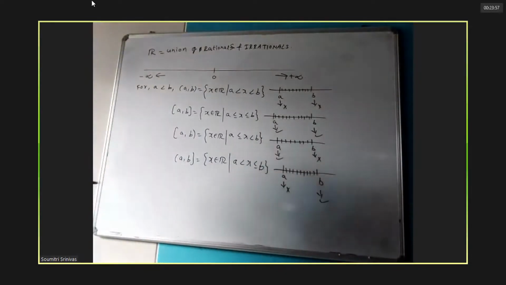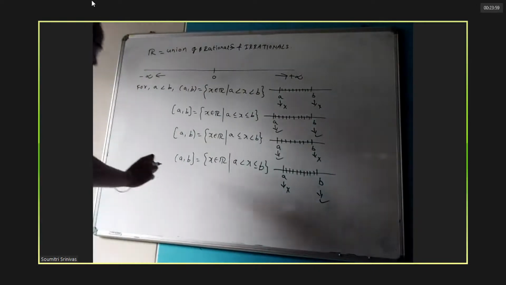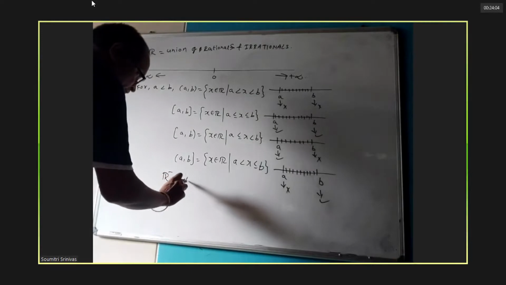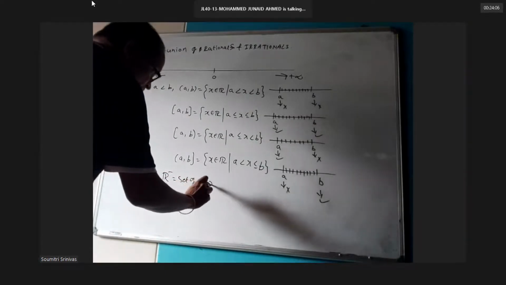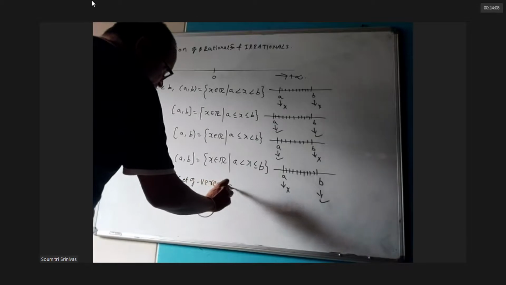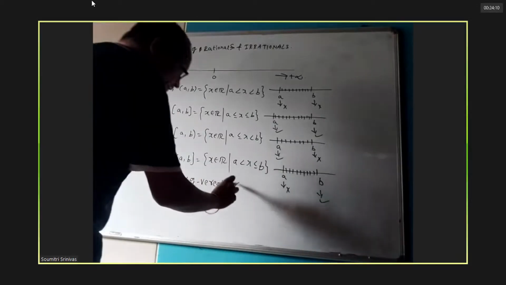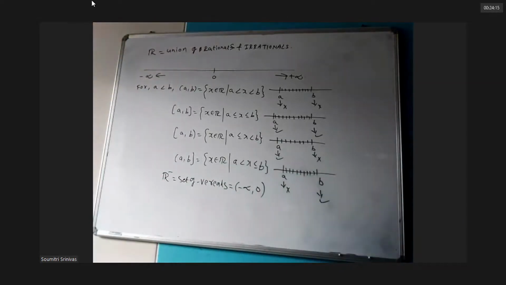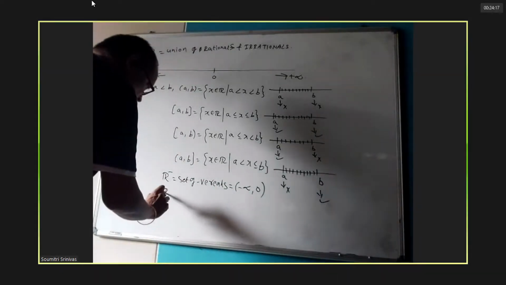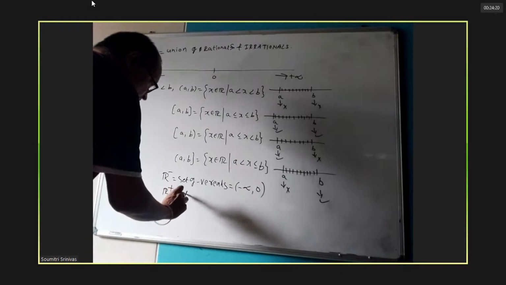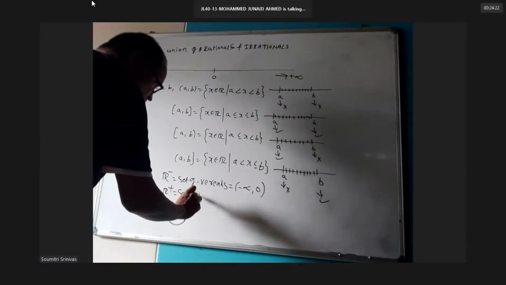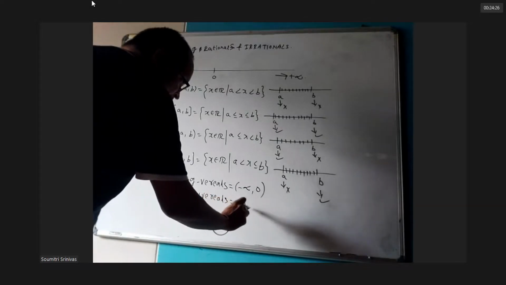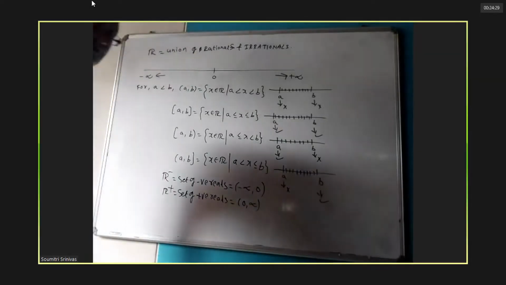Now, what do you mean by R minus? Set of negative reals. Starts from minus infinity to open 0. What does R plus stand for? Set of positive reals. In terms of interval, 0 to infinity.